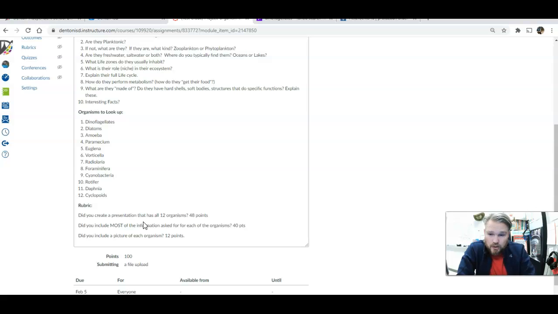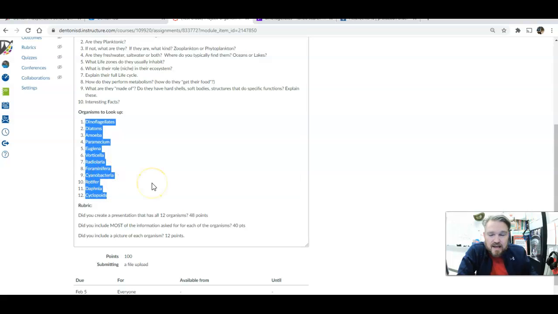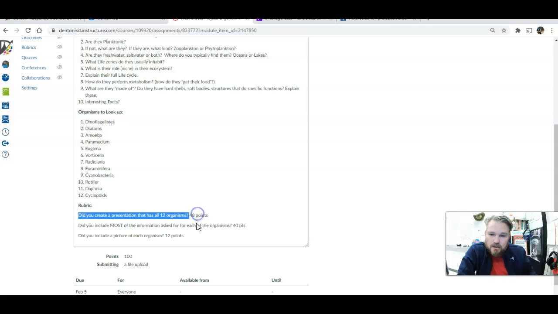So notice the rubric is very easy. Did you create a presentation that has all 12 organisms? If you went like this, highlighted that, and you said copy, and then you pasted that into a Word document, bam, you're at 48 points, almost halfway home. Did you include most of the information?